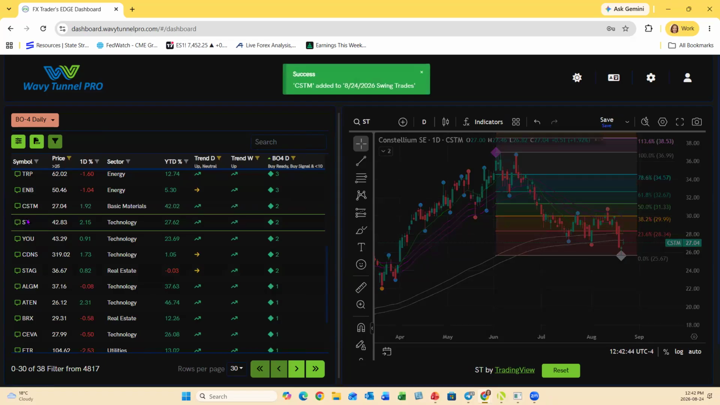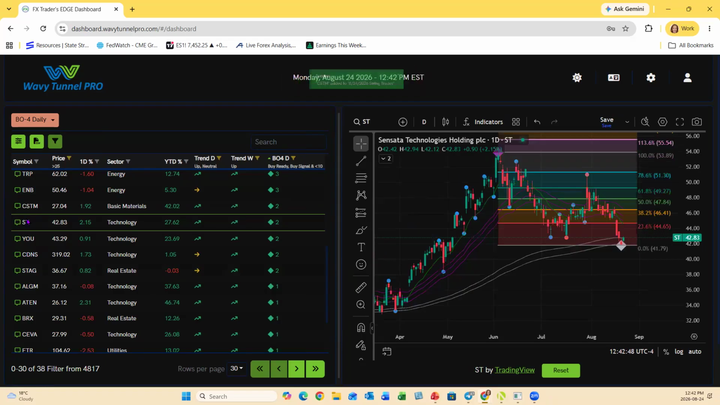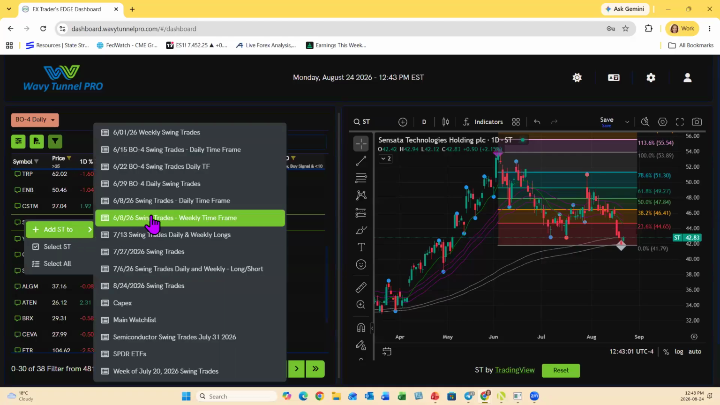Okay, here's a technology stock. Let's have a look. Okay. We did a nice three-wave move down, A, B, C. I like this one. Strong uptrend. I like this one. I'm going to put this on the watch list.